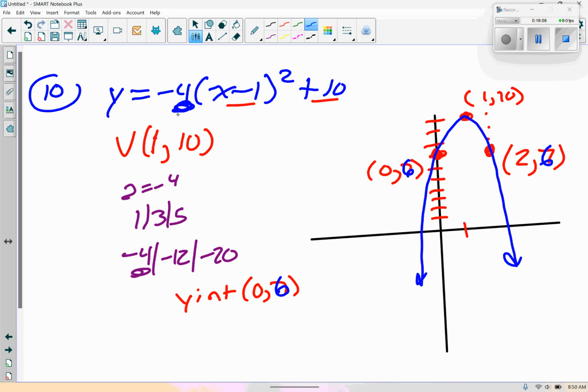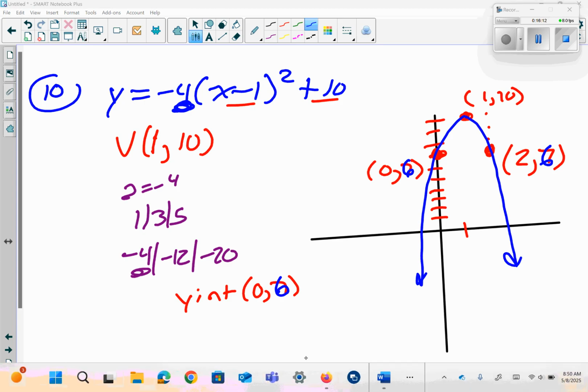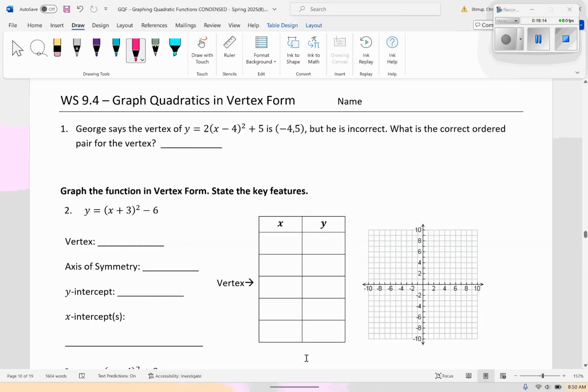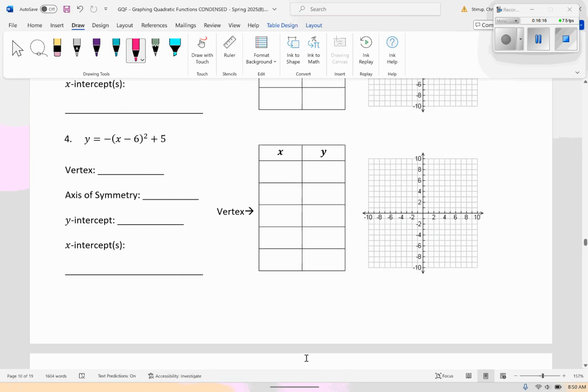Okay, so now you have the pink packet. Let's see if we can make this work. So let's go down to 9.5 on your pink packet.